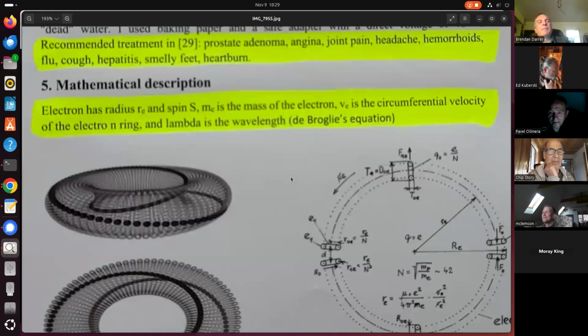Mathematical description, number 5, section 5. Electron has a radius RE and spin S. ME is the mass of the electron. VE is the circumferential velocity of the electron ring, and lambda is the wavelength of de Broglie's equation.